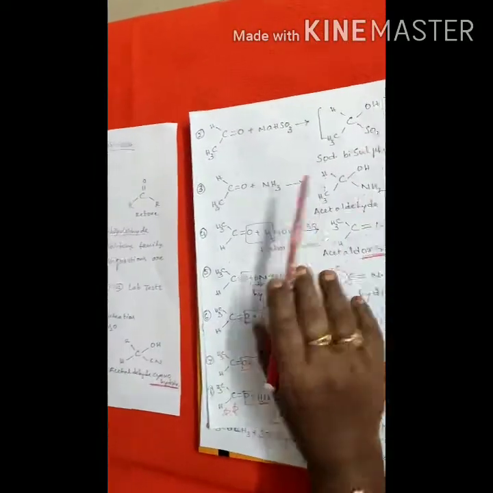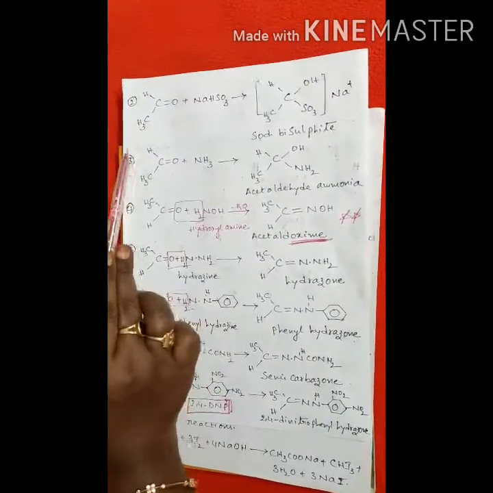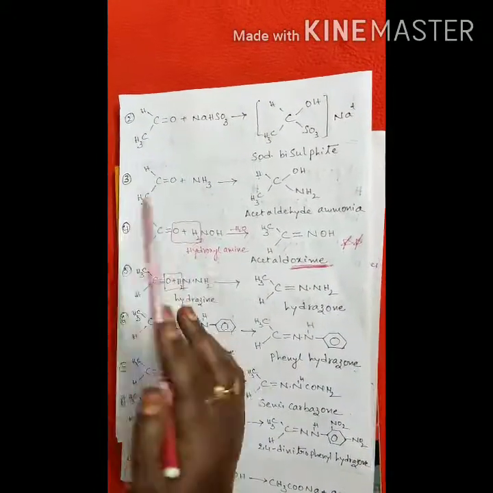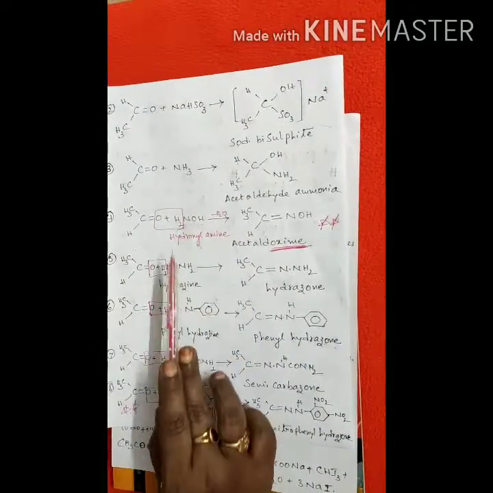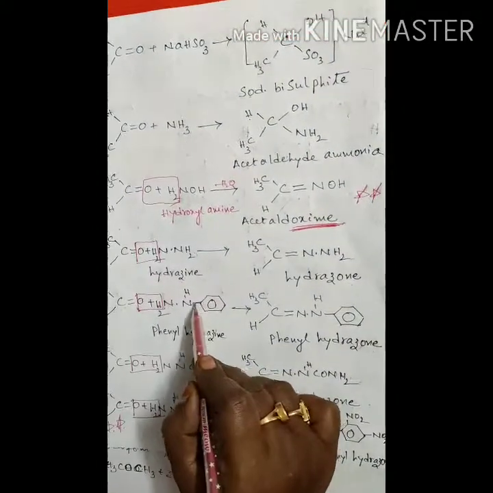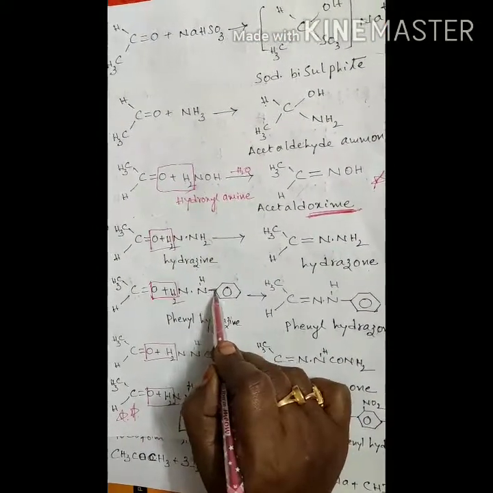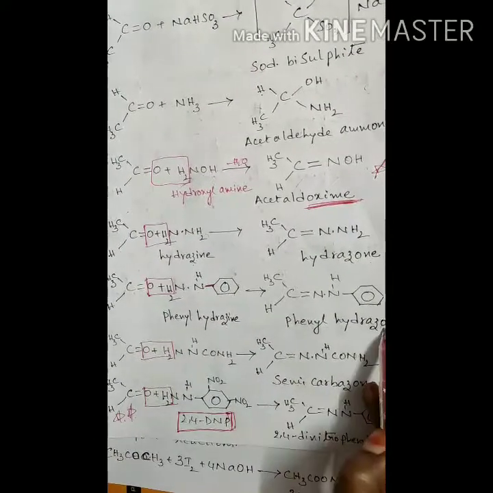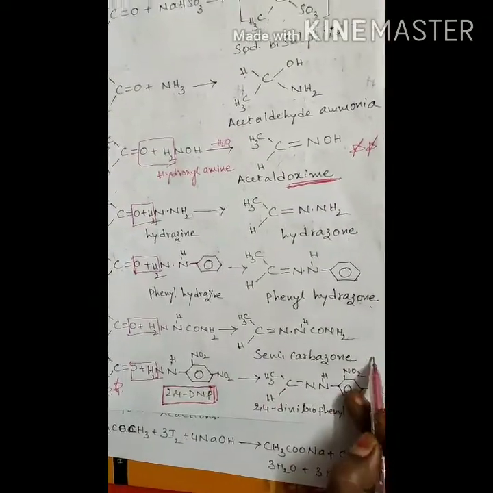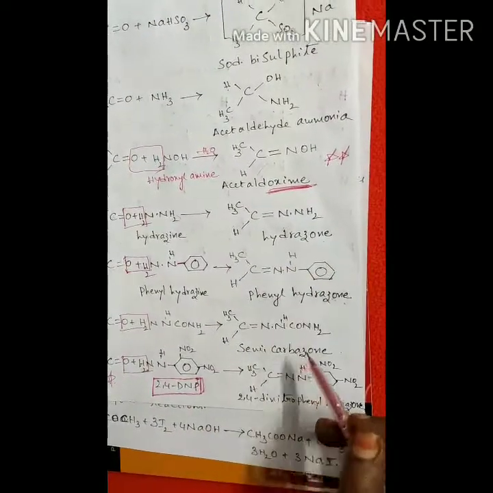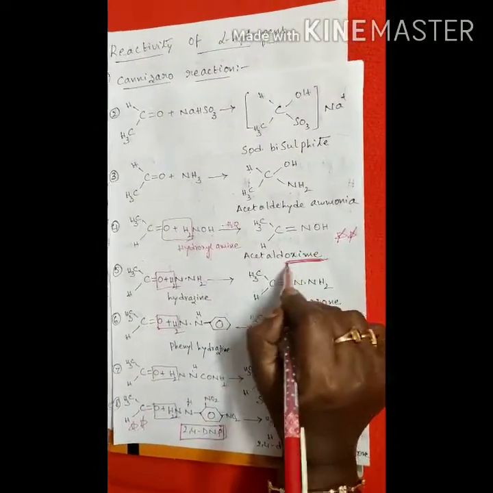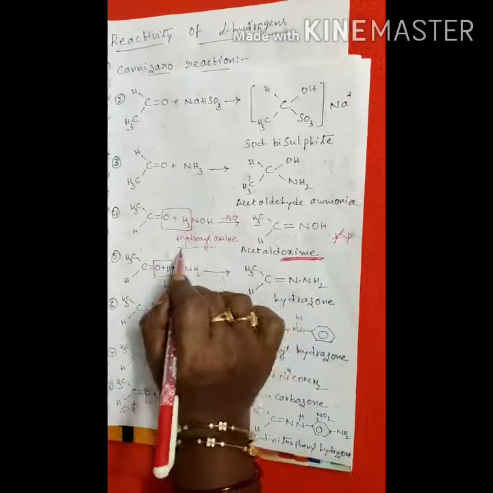Sodium bisulfite. Ammonia reacts with acetaldehyde, so we get acetaldehyde ammonia, or if it reacts with acetone, acetone ammonia. Then hydroxylamine, hydrazine, phenyl hydrazine. Phenyl group means, in short, you can write C6H5, or you can write the benzene nucleus with a bond like this. Phenyl hydrazine, then 2,4-DNP gives 2,4-dinitrophenyl hydrazone. Semicarbazide gives semicarbazone. Like this way we can easily remember all those reagents and the products. This is somewhat difficult, so it's very important to remember.